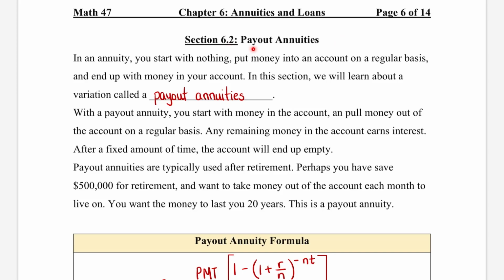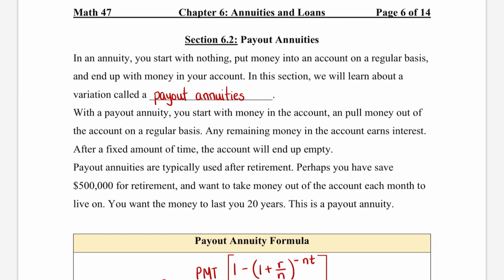Section 6.2, Payout Annuities. In the last section, we learned about annuity. That is when we start with nothing and we put money into the account on a regular basis and end up with the money in the account. In this section, we will learn about a variation called payout annuities. With a payout annuity, you start with the money in the account and pull money out of the account on a regular basis. Any remaining money in the account earns interest. After a fixed amount of time, the account will end up empty.